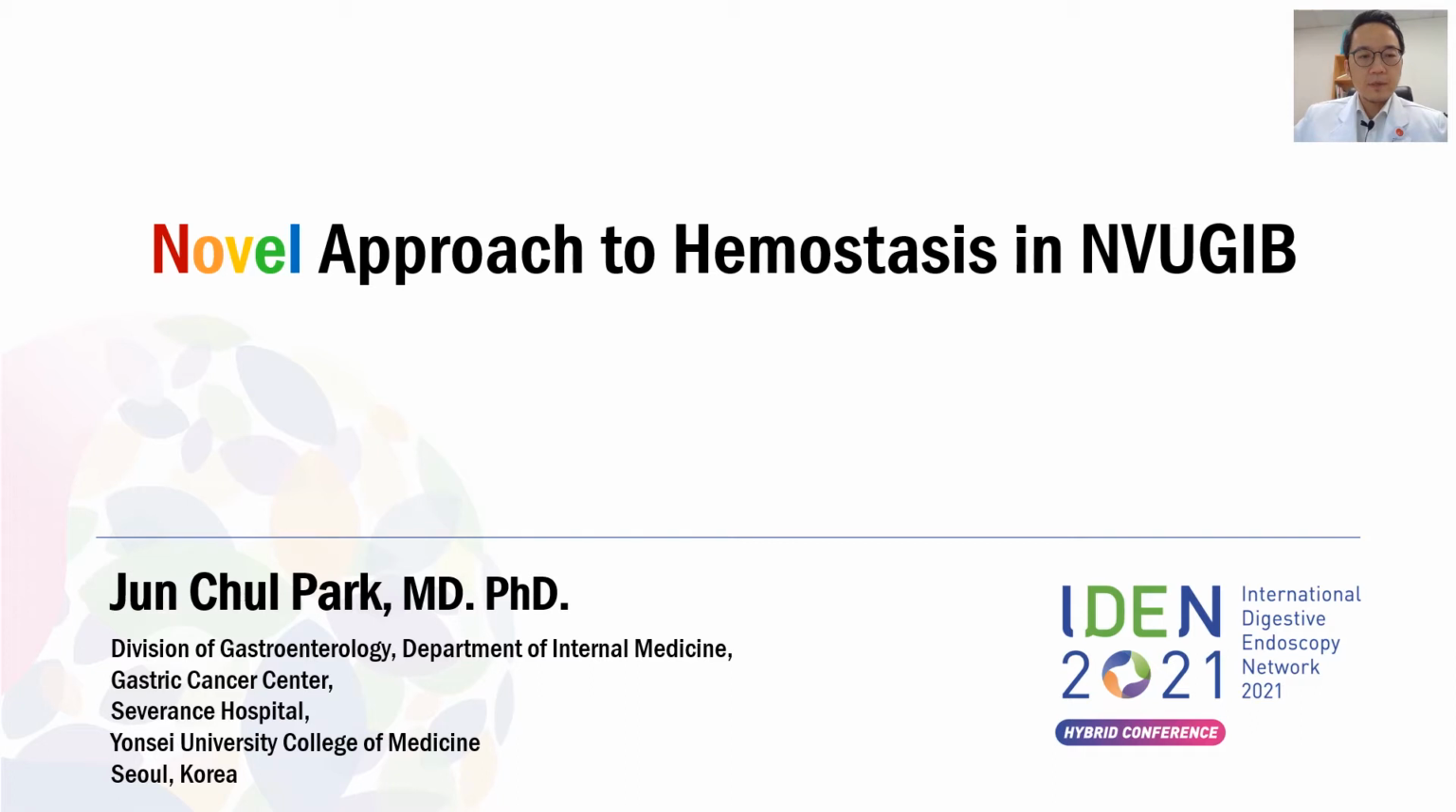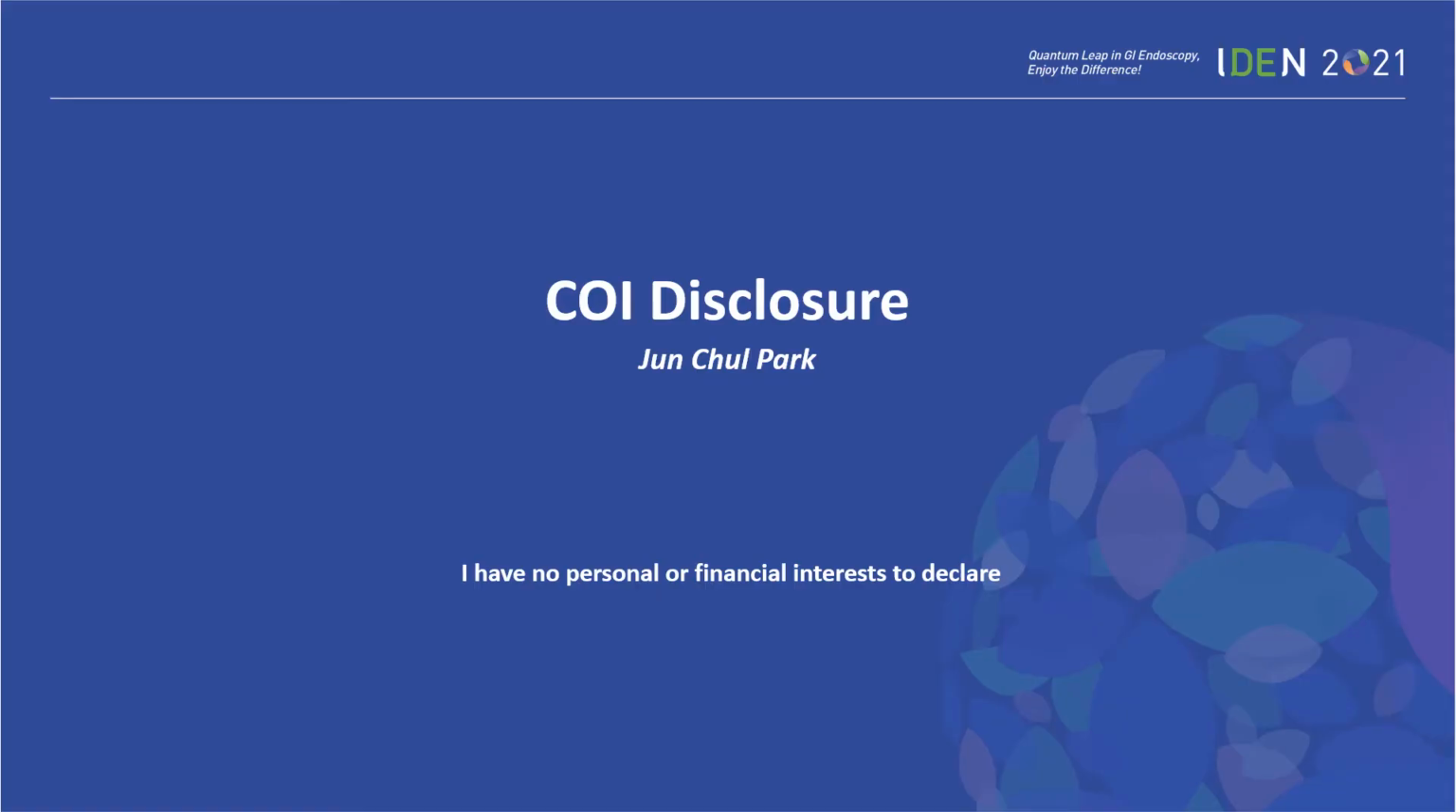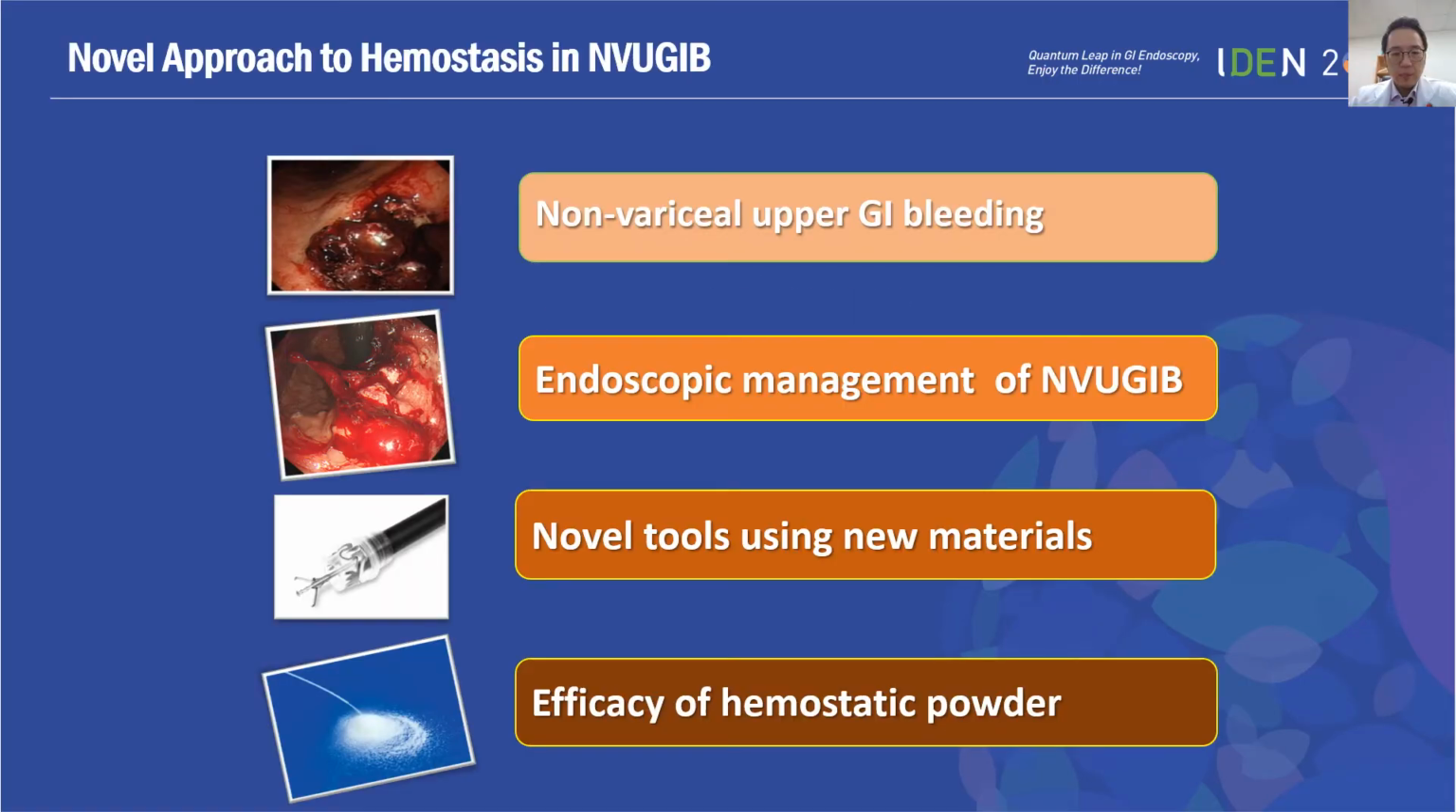My today's topic is a novel approach to hemostasis in non-variceal upper GI bleeding. I have no disclosure. This is the content of today's presentation. First, I'm going to give a short introduction to non-variceal upper GI bleeding and endoscopic management, and I'm going to show several kinds of novel tools using new materials, and I'm going to share my data about the efficacy of a hemostatic powder.